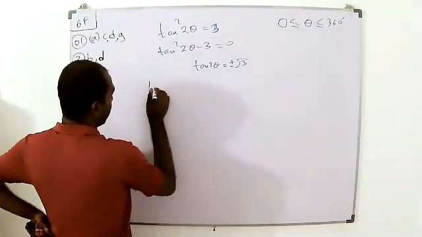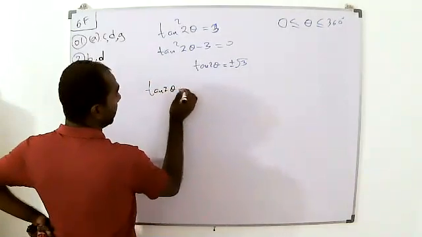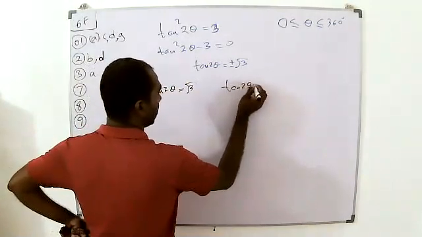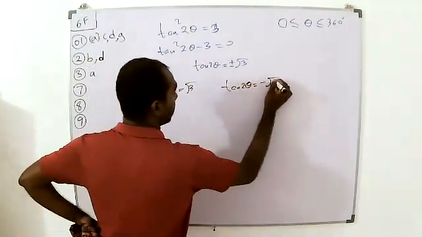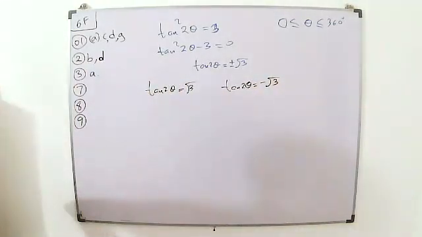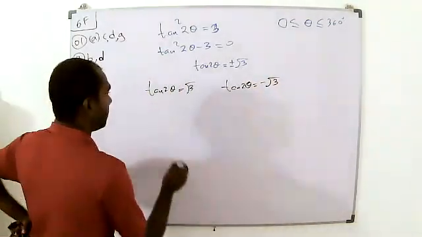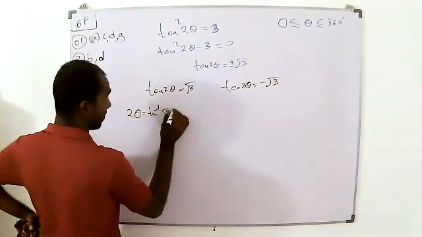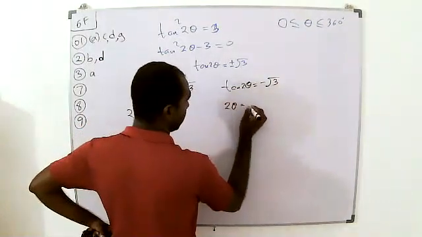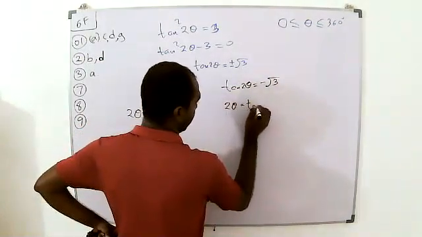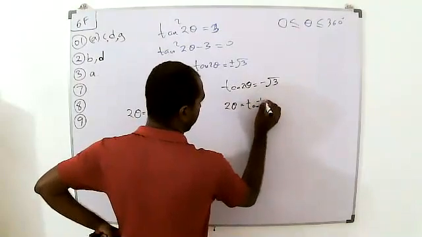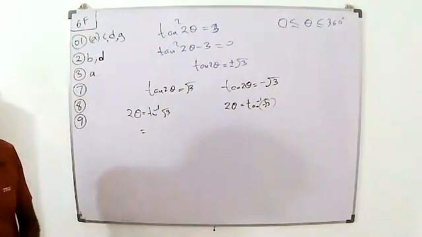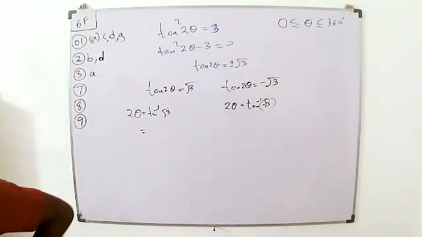So tan 2 theta equals plus square root 3, or tan 2 theta equals minus square root 3. So 2 theta equals tan inverse square root 3, or here 2 theta equals tan inverse minus square root 3. What do you get? You can easily get the value on the calculator. This is a very famous value. How much are you going to get?